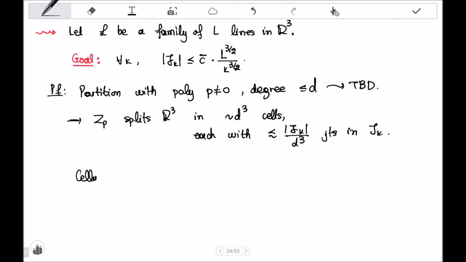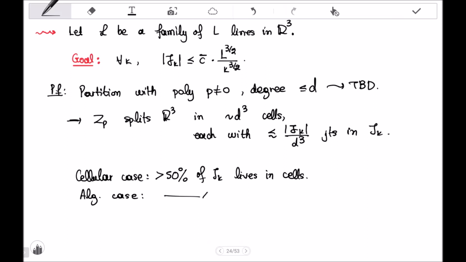And we have the cellular case, where more than 50% of the points in J_K live in the cells. And we have the algebraic case, where more than 50% live in the zero set. We want to reduce to this, and hopefully by the end we will have a fixed degree that's considerably smaller than the one coming from Dvir's vanishing lemma, to get something more interesting. So as soon as we reduce to the algebraic case, immediately we will know that our joints in J_K, on the majority of which the polynomial vanishes, are at most the number of lines times that degree. So we will get some bound.